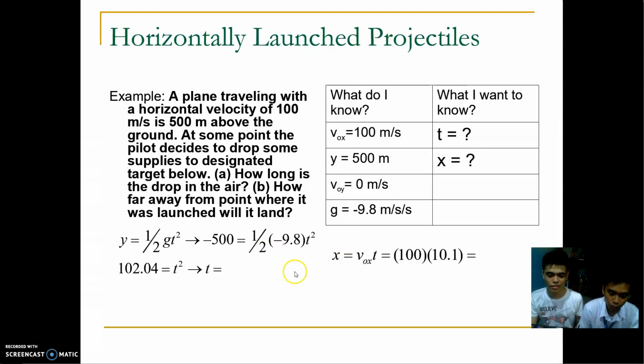And in B, which is how far away from the point where it was launched it will land, this is the solution. So x is equal to horizontal velocity times time. Substitute: x is equal to 100 times 10.1, and the answer is here.